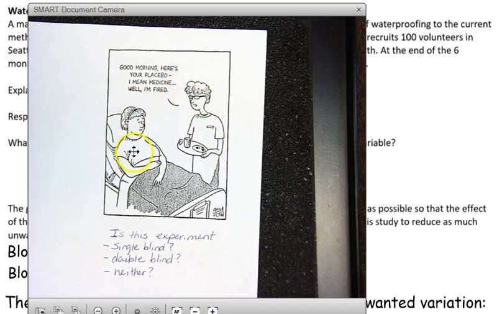This is the subject getting the medicine, who obviously didn't know which one she was getting, but the person administering the medicine, this nurse in this case, knew that she was getting a placebo and inadvertently let it slip that she was getting the placebo.